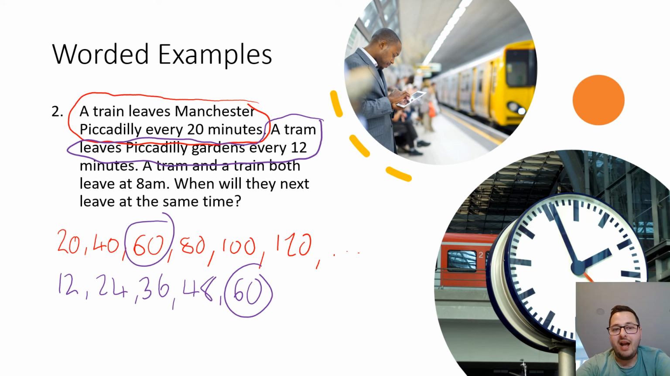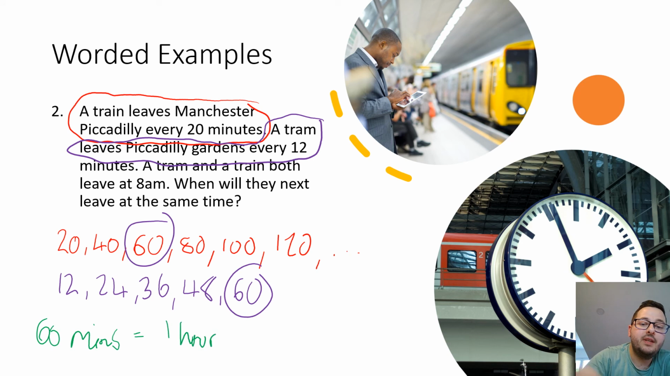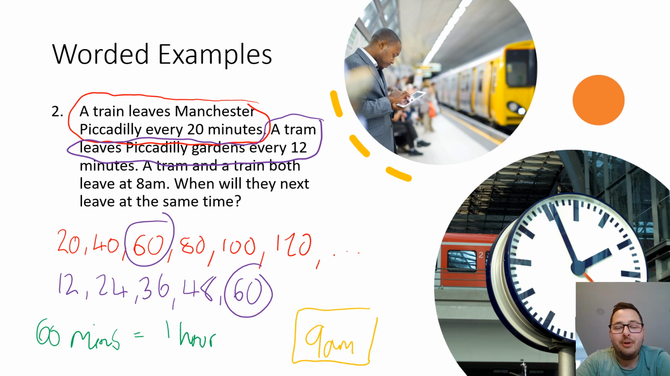Now then, we want to write this as a time. So they first leave at 8 AM. Now this is 60 minutes later, so we just need to remember that there are 60 minutes in an hour. So 60 mins is equal to 1 hour. So if they leave at 8 AM, an hour later, it will be 9 AM. And that's the answer.